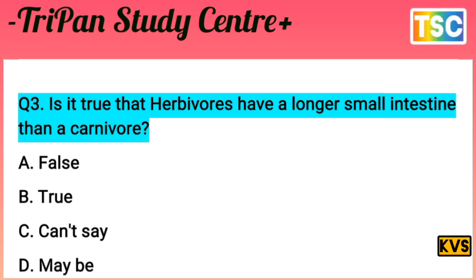The reason is that herbivores eat grass that contains cellulose, which takes a long time to digest. So herbivores need a longer small intestine to digest cellulose. That's important. It means option B is true. Option B is true.